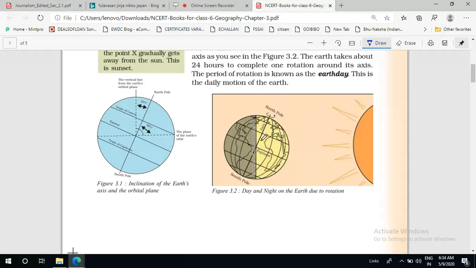Okay, so we can say that there is a line of illumination.